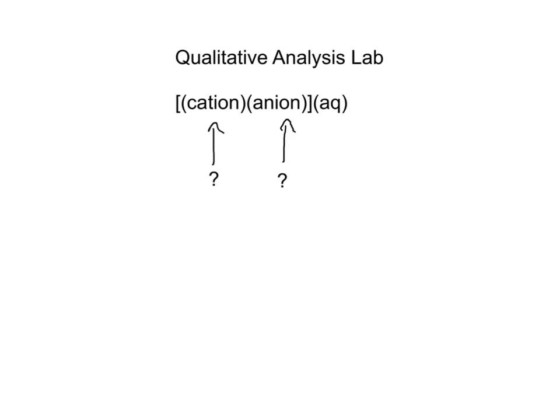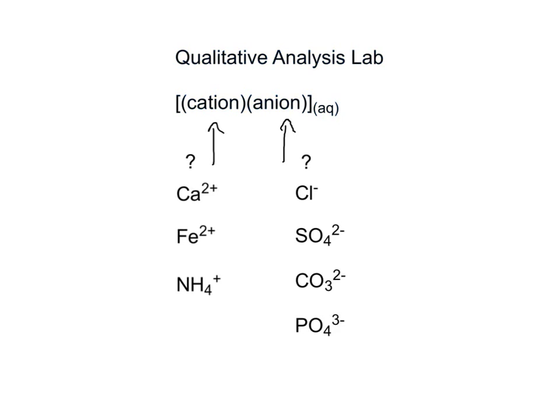In the Qualitative Analysis lab, you will obtain an aqueous solution with an unknown ionic compound, and you will identify the unknown cation and the unknown anion in that solution. The unknown cation could be calcium, iron, or ammonium, and the unknown anion could be chloride, sulfate, carbonate, or phosphate.